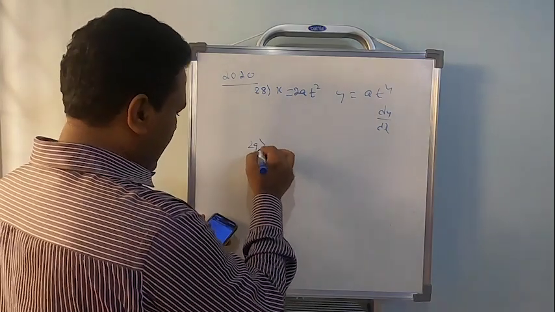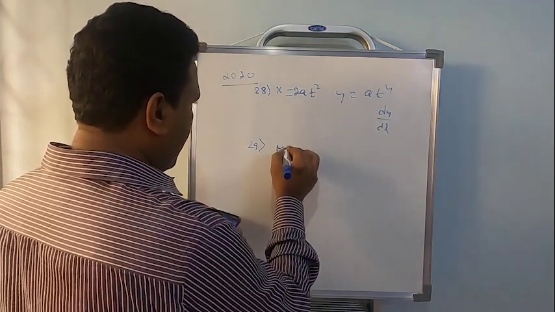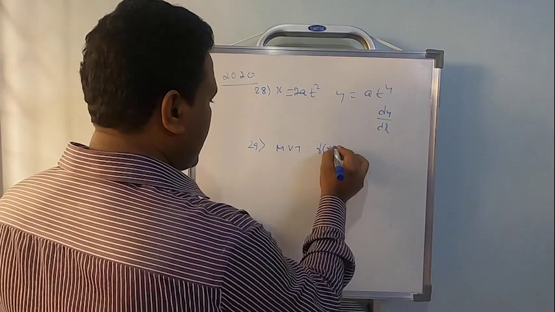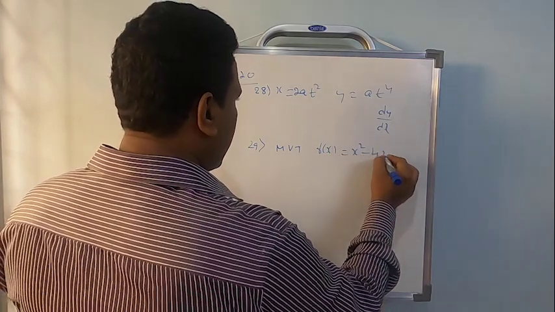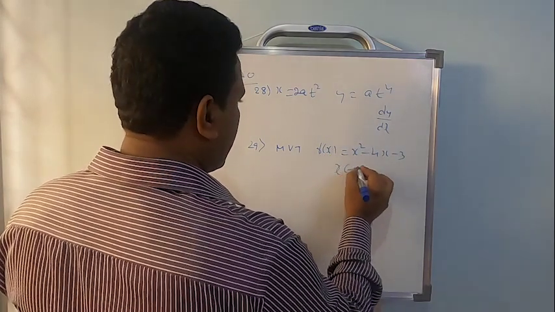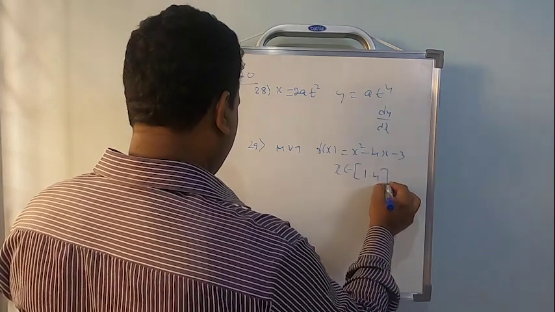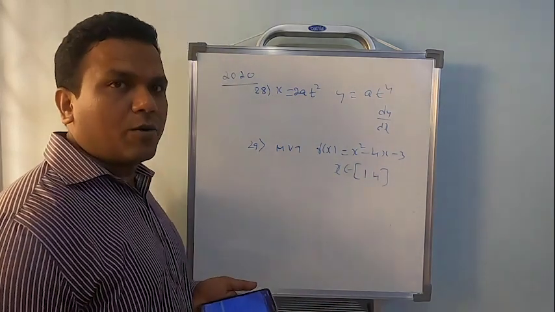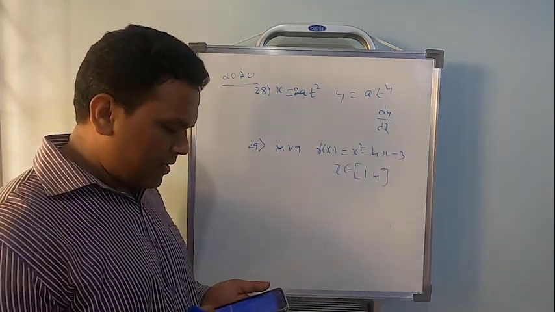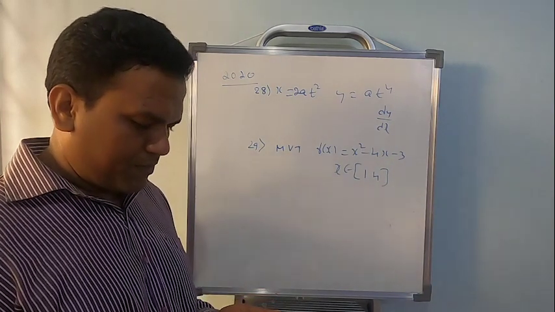Problem number 29 is based on verifying the mean value theorem: f of x equals x square minus 4x minus 3, where x belongs to the closed interval 1 comma 4. Many times this problem is repeated, so definitely you will get problems of such kind.